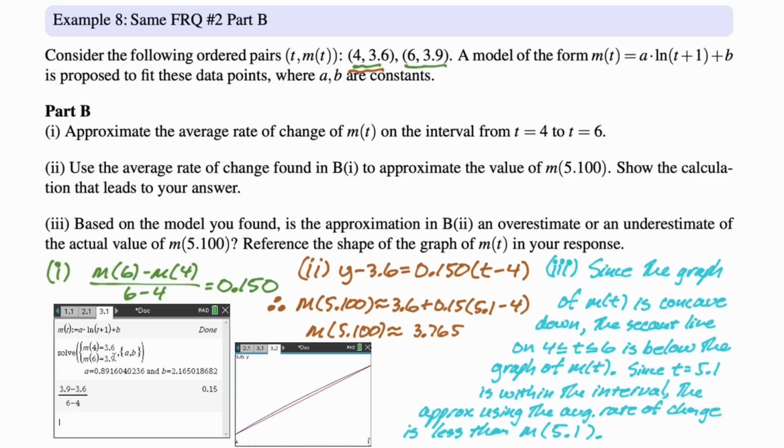Since 5.1 is within the interval, the approximation using the average rate of change is less than m of 5.1. That's all you need to do. It's not really mysterious, but if you have never done it, it's a weird question. All right, let's look at another one.